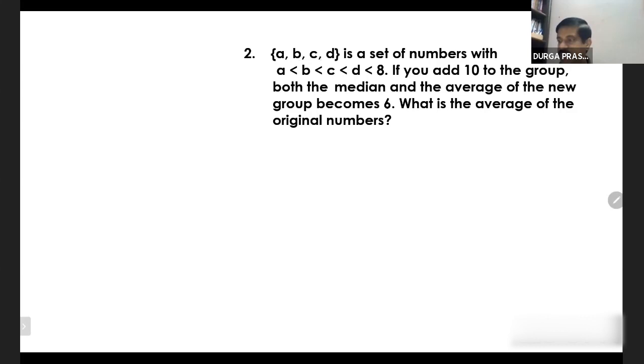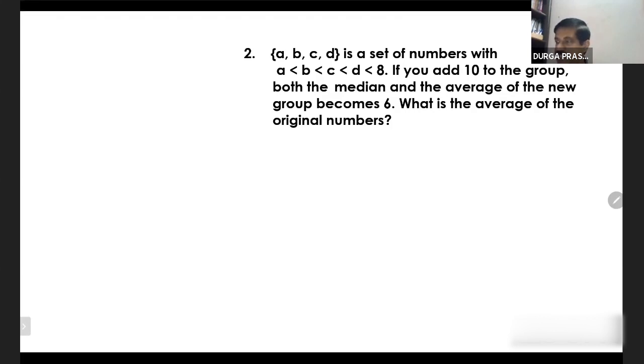If A, B, C, D is a set of numbers with A less than B less than C less than D, and that is less than 8, and you add 10 to the group, both the median and the average of the new group become 6. Average means the sum of all the numbers divided by the number of numbers. Median is the middlemost; if two middle terms are there, we take the average of those two. What is the average of the original numbers?